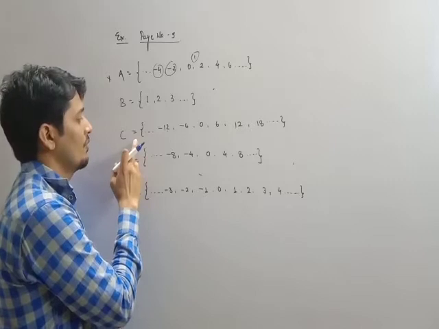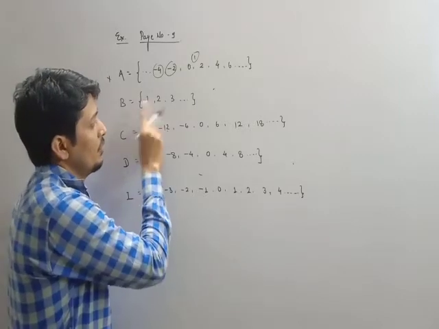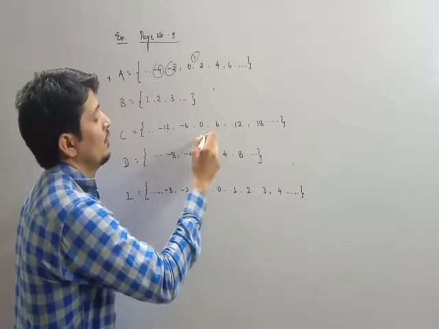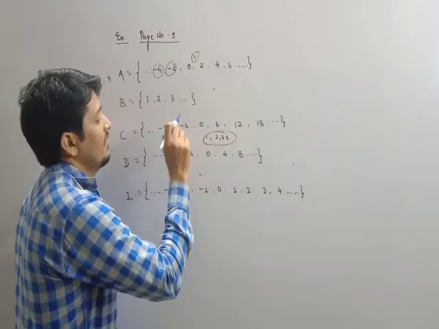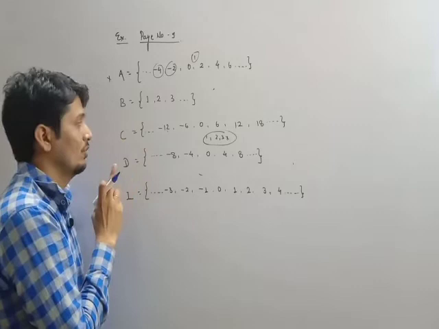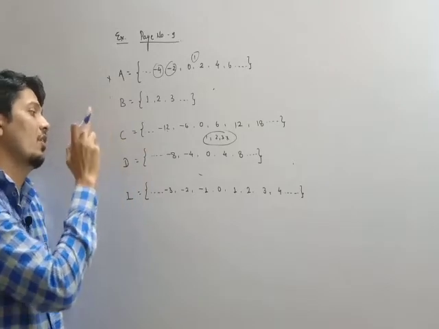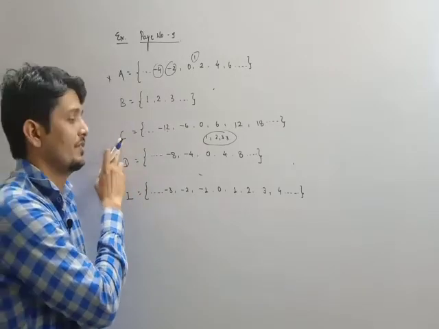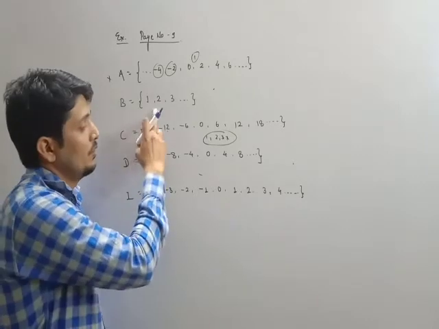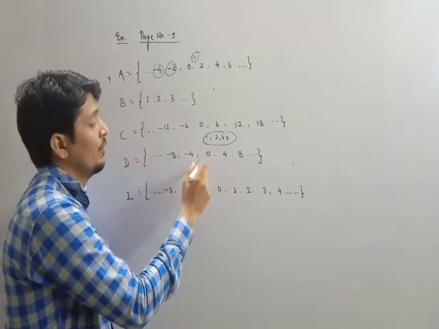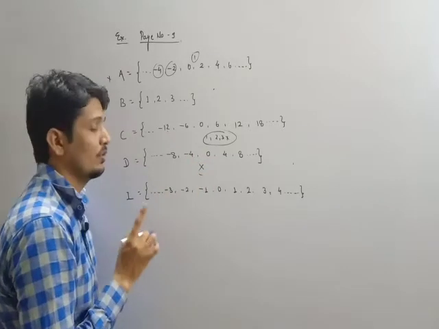Now we have to check for C. Here we have 1, 2, 3, but here we do not have 1, 2, 3. That means set B is also not the subset of set C. Then what about D? Do we have 1, 2, 3 here? No. That means this statement is also false.